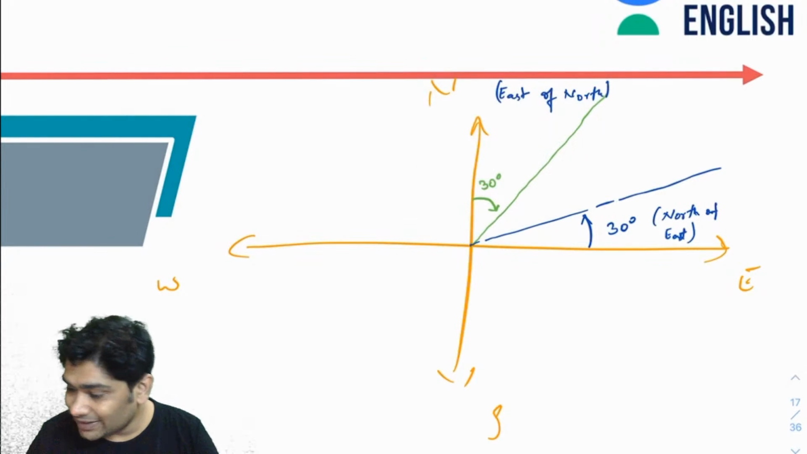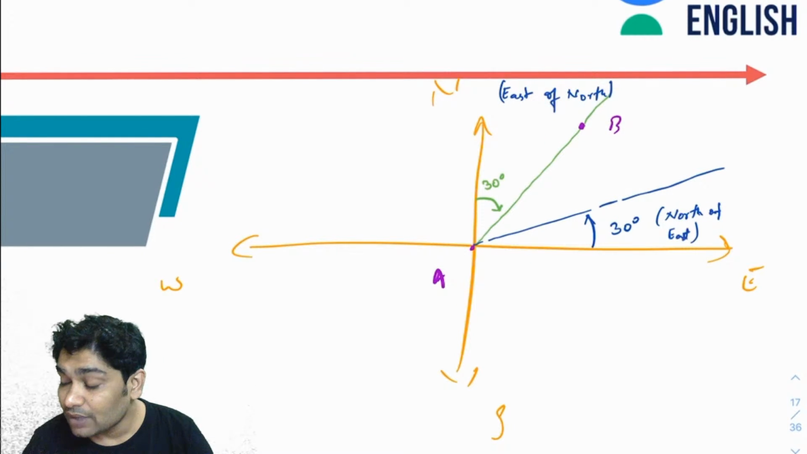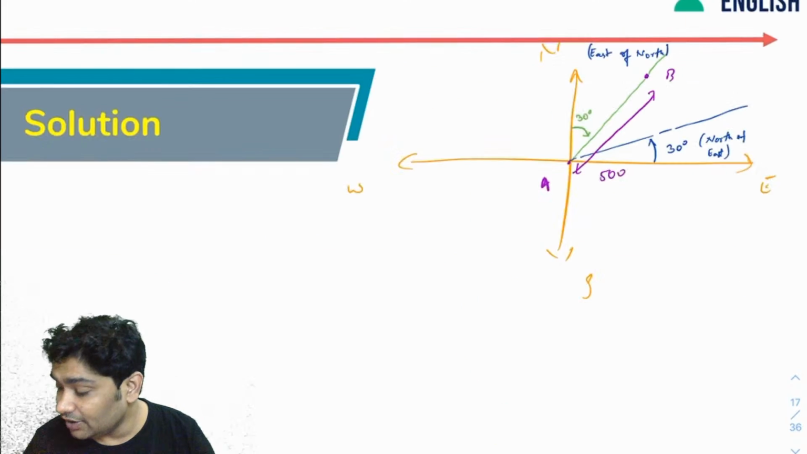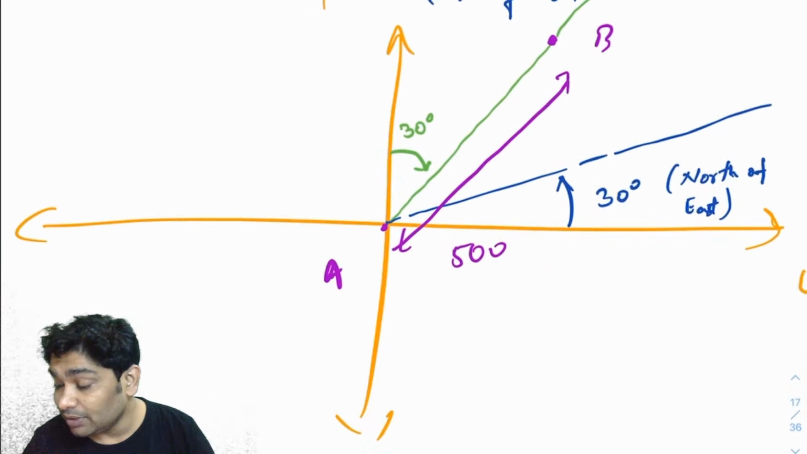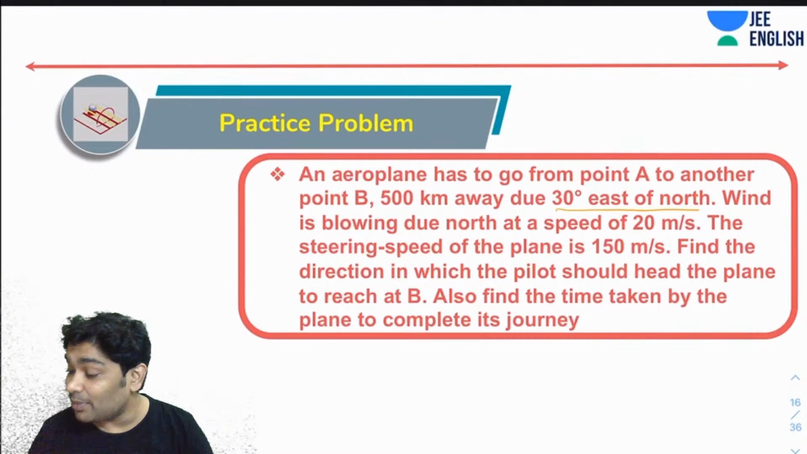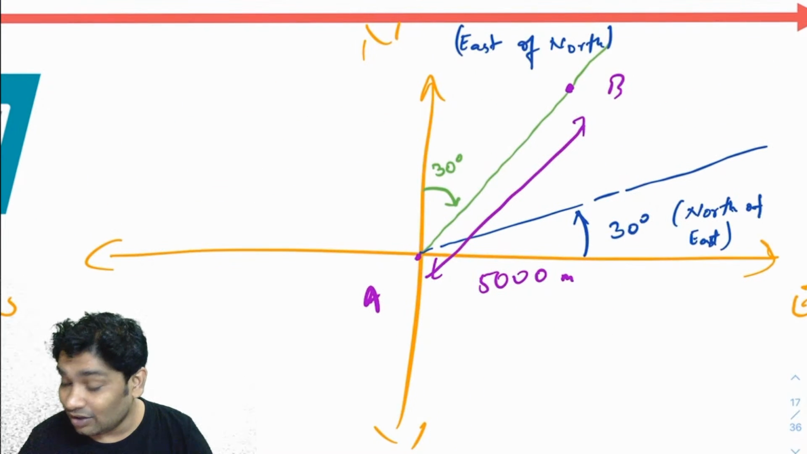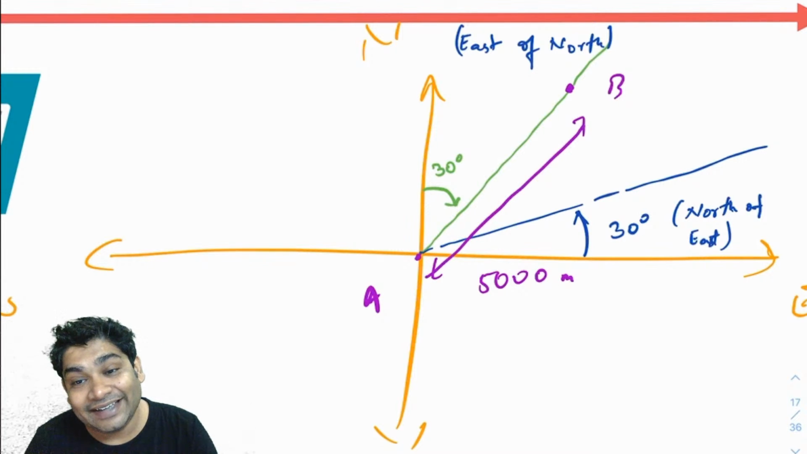Okay. So let's say this is my point A where I'm trying to start from, and this is my point B where I want to reach. You've been told that the distance between A and B is 500 kilometers. Please remember this is 500,000 meters because this has been given in kilometers. So always remember to check your answers, check your measurement units. Okay. Yes, that sounds about correct.